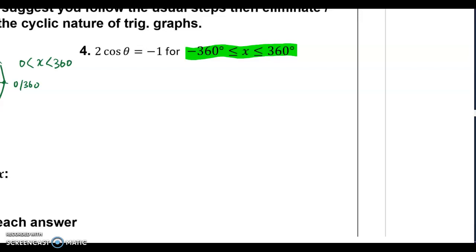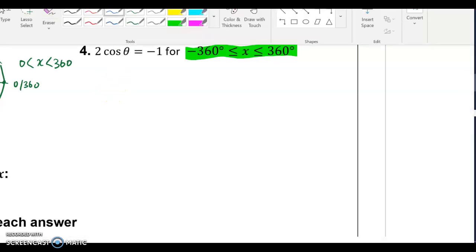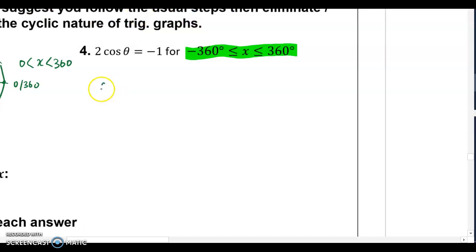Okay, number 4. Let's have a look at this one now. So 2 cos theta is equal to -1. Let's forget about that domain to start with and just deal with the question. So I only want cos theta. What I need to do is divide both sides by 2. What I'm going to end up with is cos theta is equal to -1/2.